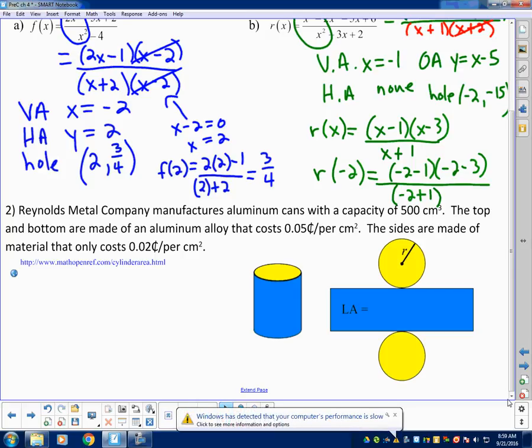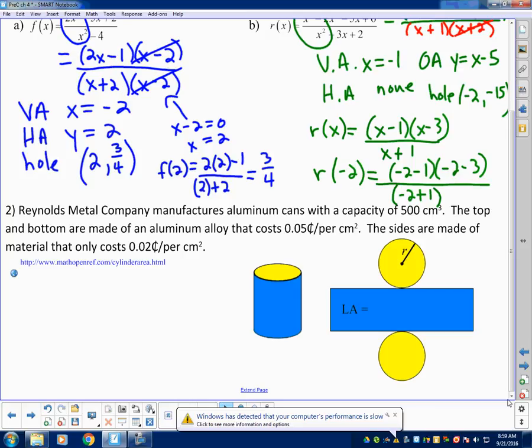So it says the Reynolds Metal Company manufactures aluminum cans with a capacity of 500 cubic centimeters. The top and bottom are made of an aluminum alloy that costs 0.05 cents per square centimeter. So yes, that's 5/100ths of a penny, so not very much cost. The sides are made of material that only costs 0.02 cents per centimeter squared. Express the cost C of material as a function of the radius r.